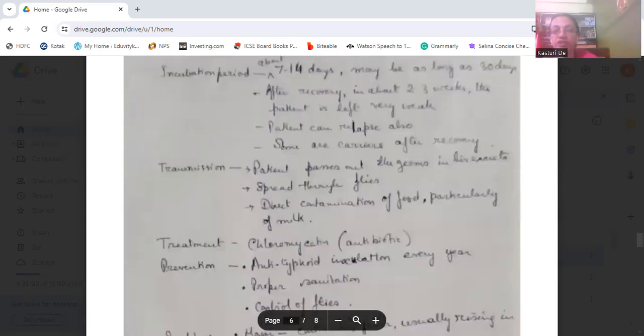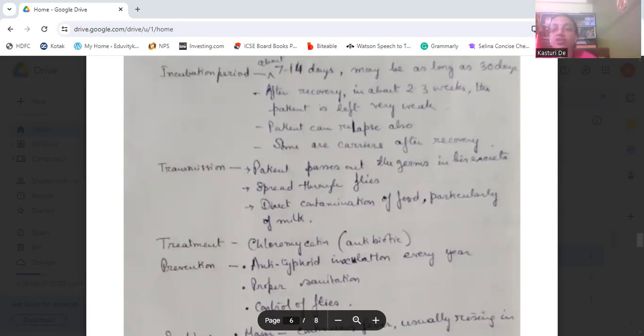Typhoid is transmitted when the patient passes out the germs in his excreta, and flies sit on them and then on the food. If any person eats that exposed food on which the fly has sat, the person can get typhoid. There is also direct contamination of food, particularly milk.